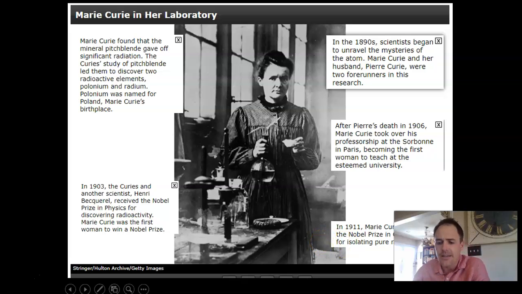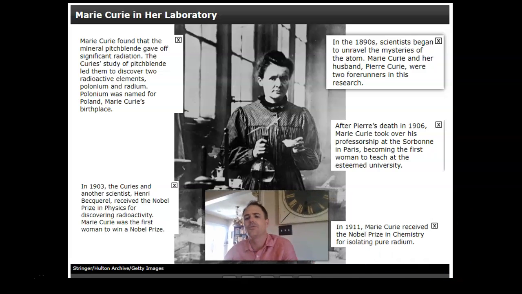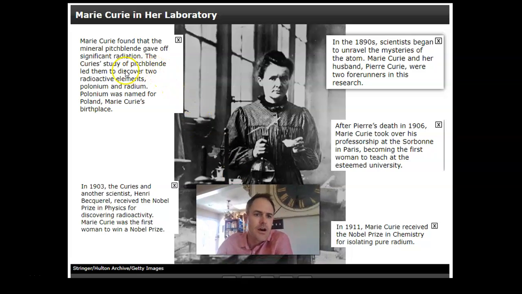Finally, let's talk about Marie Curie, who, with her husband, Pierre, were two forerunners in unraveling the mysteries of the atom. She and her husband studied pitchblende and it led them to discover two radioactive elements. She receives a Nobel Prize, as you see there, for discovering radioactivity. She's the first woman to win a Nobel Prize, and in 1911, she receives it in chemistry for isolating pure radium, and becomes also the first woman to teach at the Sorbonne in Paris.